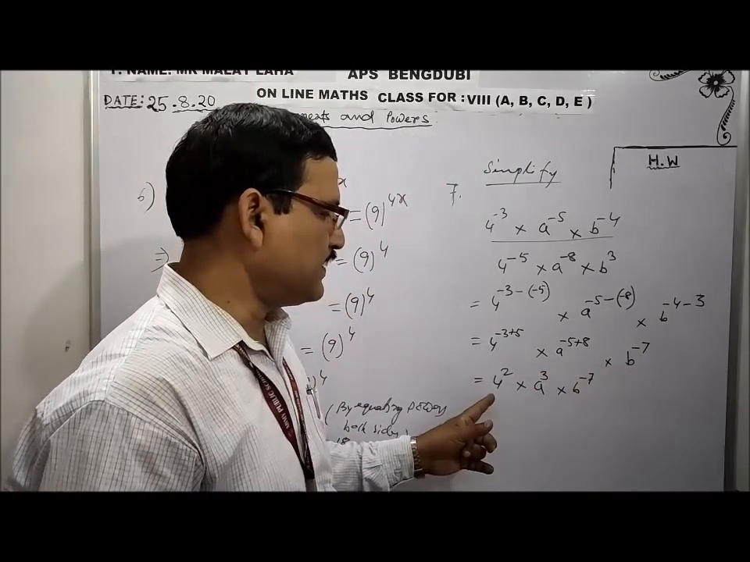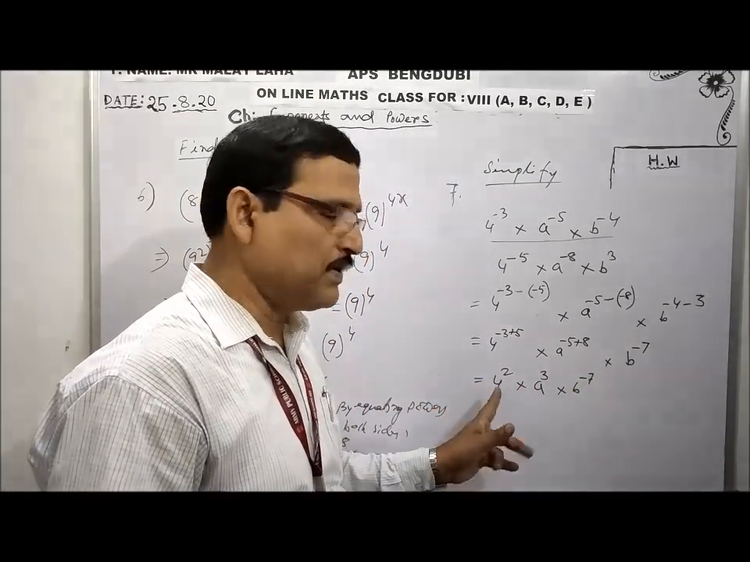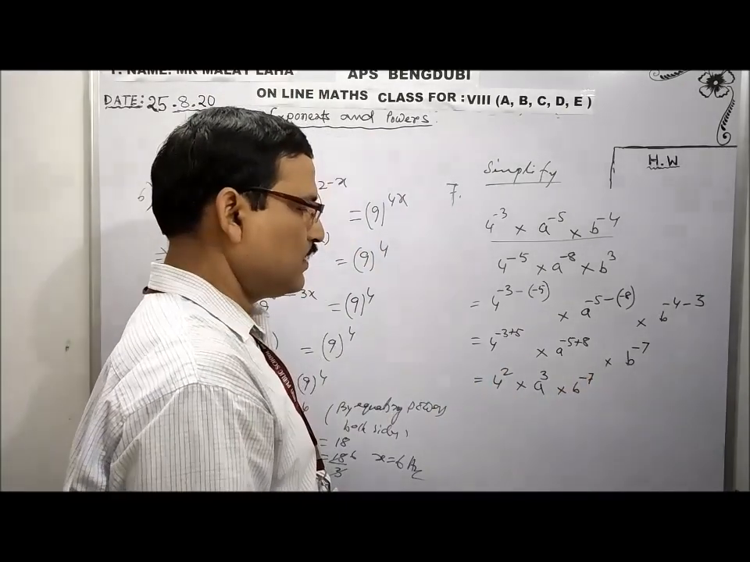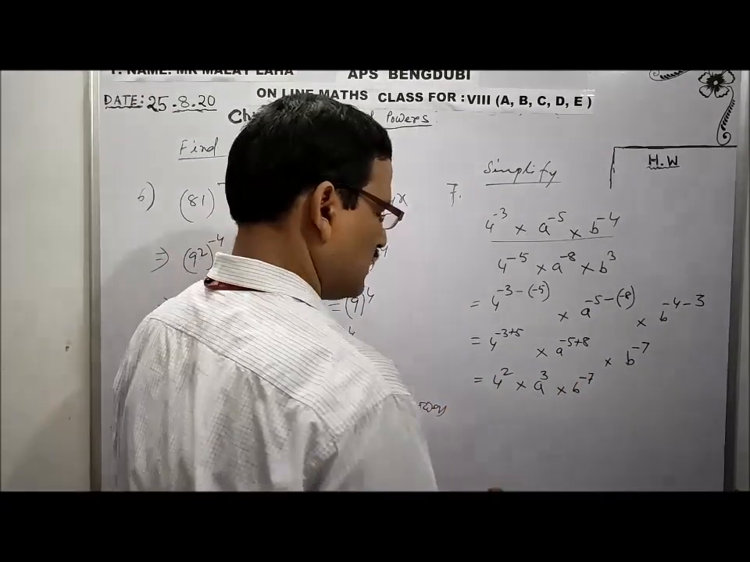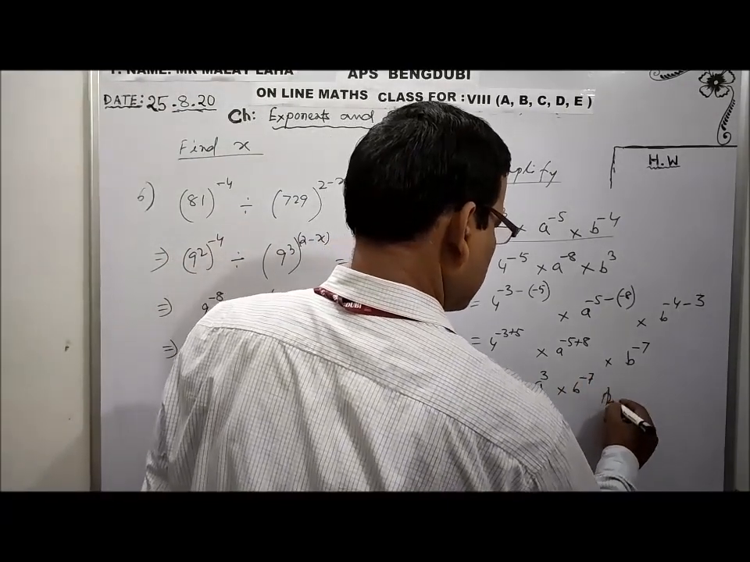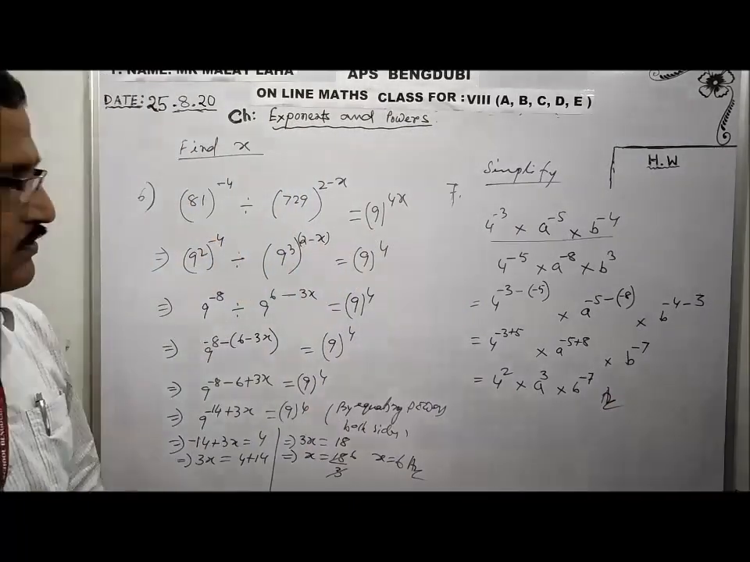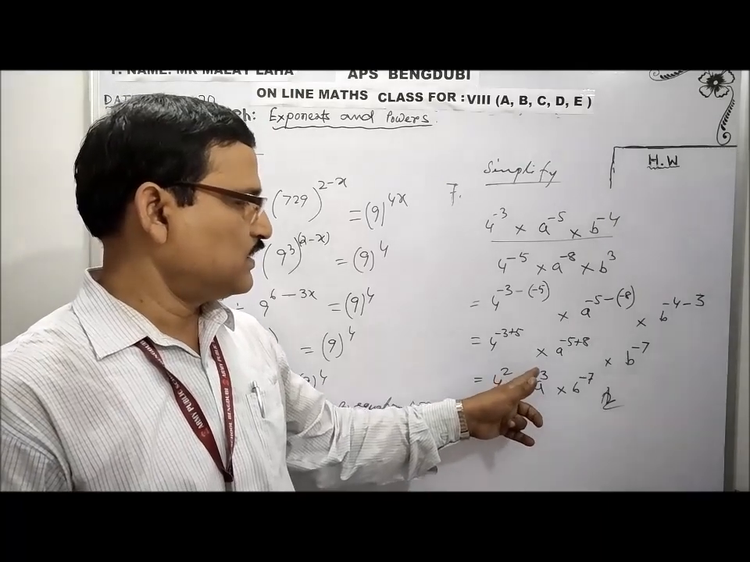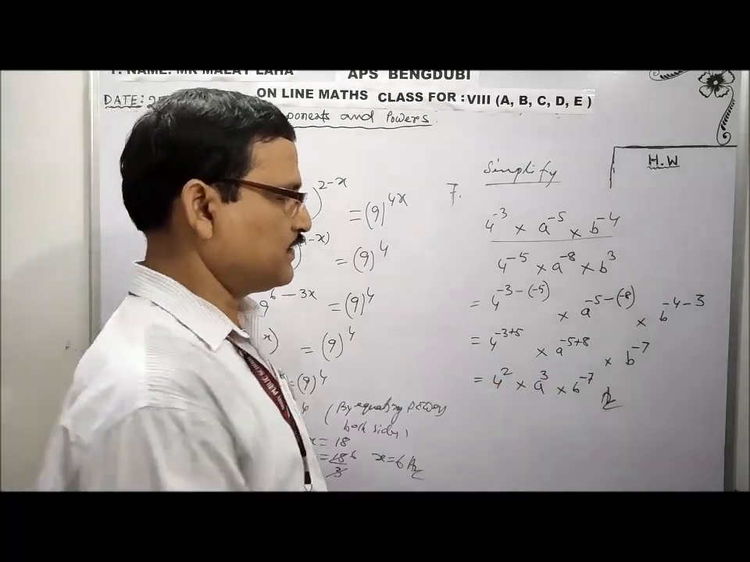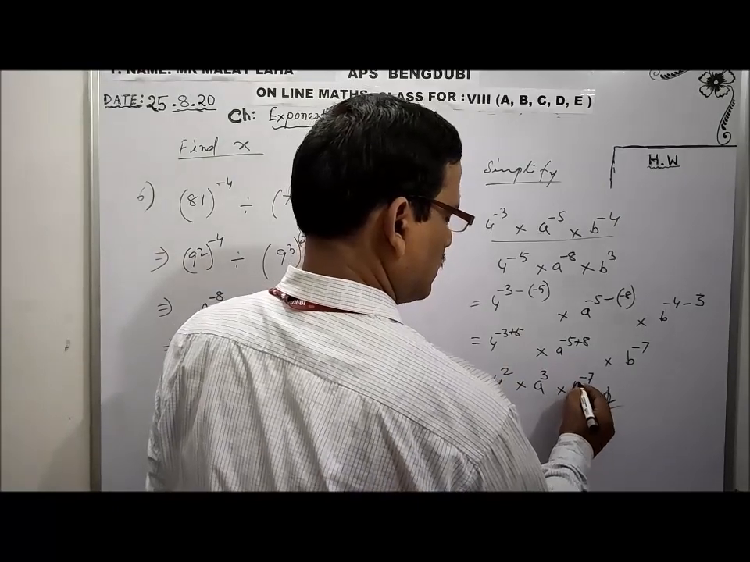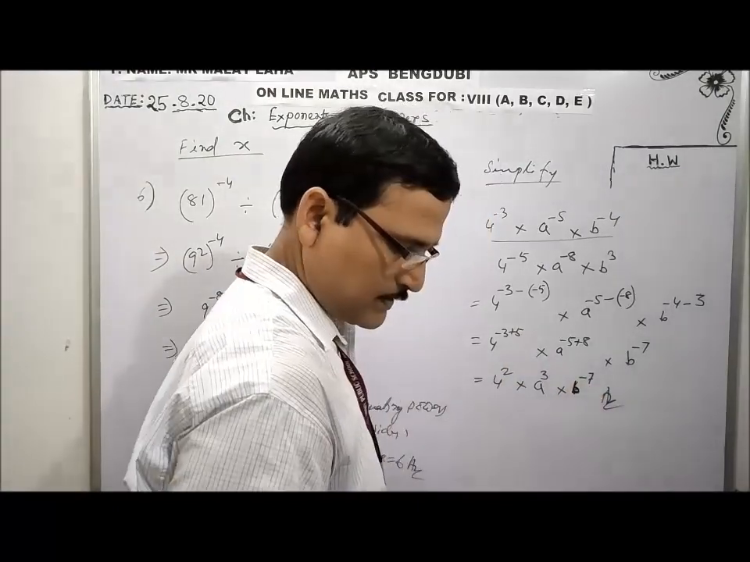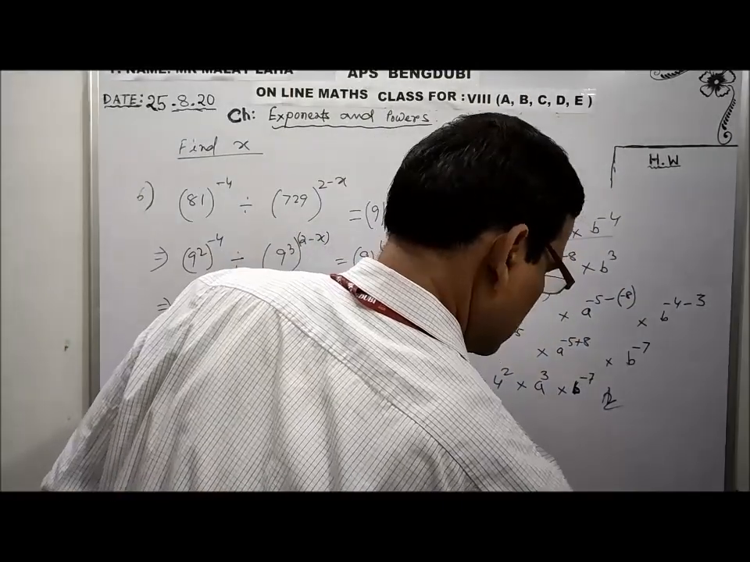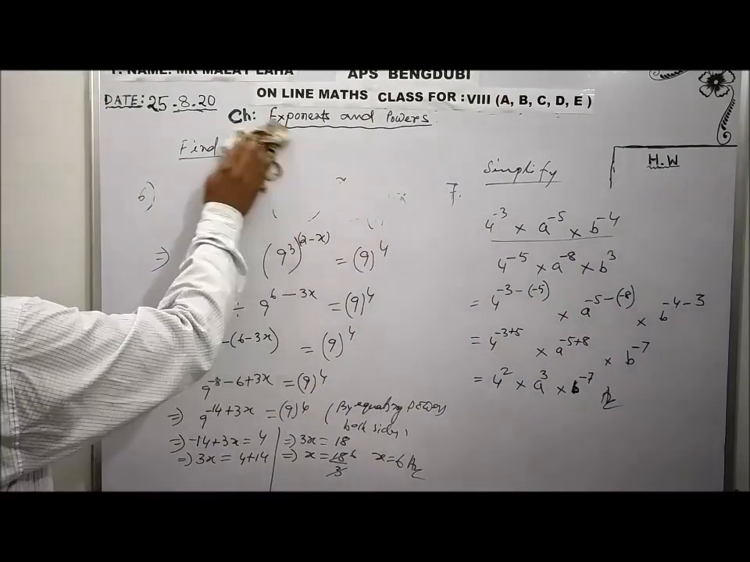Is there any similarity among the base and powers? No. So you have to leave up to this much. Or a little bit squeeze you can do it, or you can leave up to this much. Understood this question? So 4 raised to 2, a raised to 3 and b raised to minus 7. This is b. Don't confuse, don't make it 6. It is b. Clear? Next is same. Simplify.